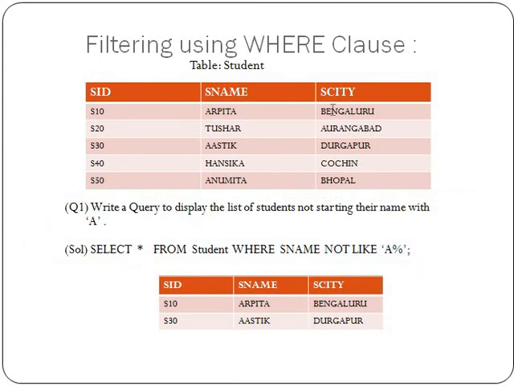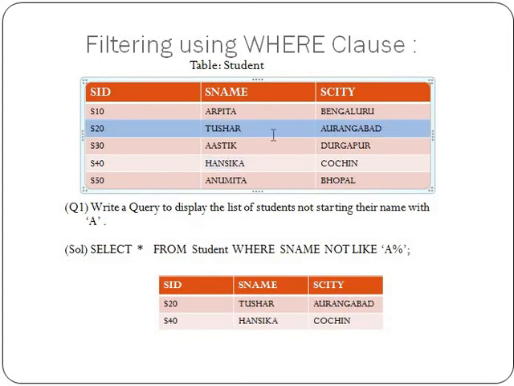Now in this table, which are the students that don't start with the letter A? There are only two students. The first one is Tushar and the second one is Hansika. So let's display the records of both these students. Now in the output, you're not going to see the records of Arpita and Astik. Instead, you're going to see the records of Tushar and Hansika.